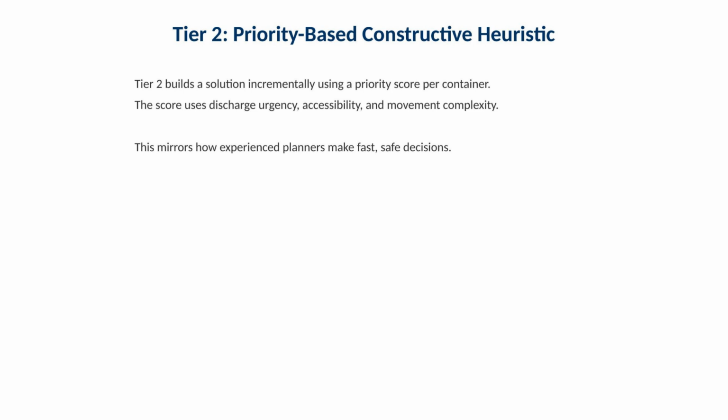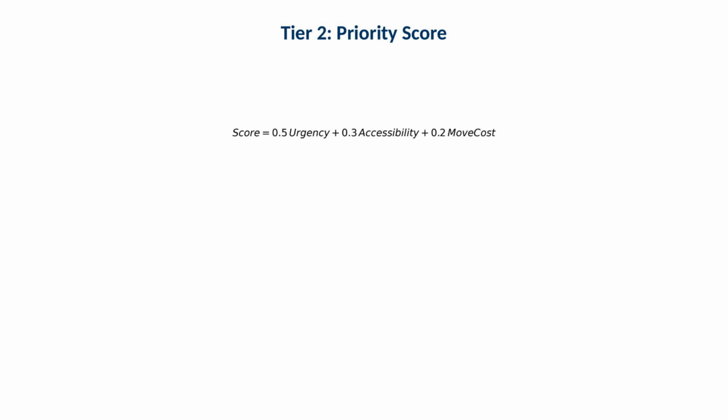Tier 2 uses a constructive heuristic that assigns a priority score to each container based on discharge urgency, accessibility, and movement complexity. This approach is designed for speed. It produces a practical plan quickly when you cannot afford long solve times. This slide shows a priority score concept that combines urgency, accessibility, and move cost. Operationally, it turns several planning concerns into a single ranking, so the heuristic can decide what to move first.